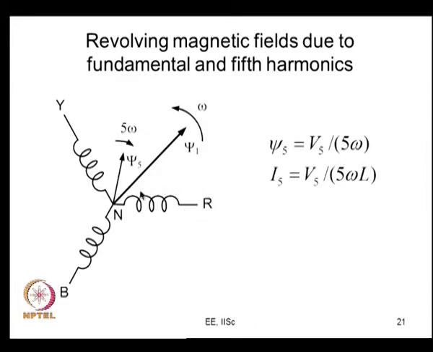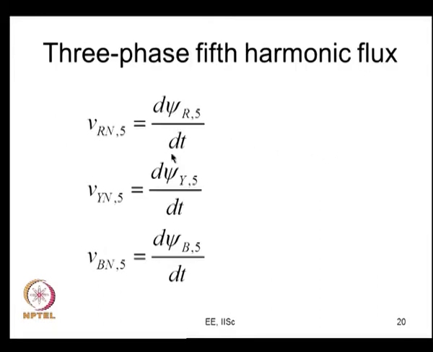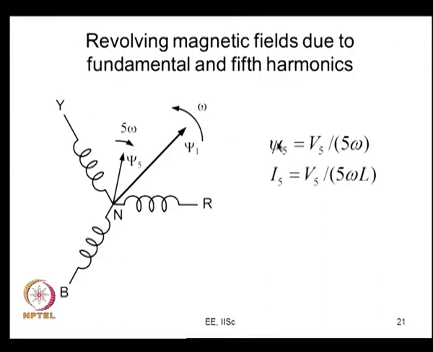So, as I mentioned before, it produces a certain amount of flux that revolves in the opposite direction. Okay. So, psi 5 is going to be V5 divided by 5 omega, that is what you get from here. And this fifth harmonic, as we had seen earlier, also causes currents, the fifth harmonic current. The fifth harmonic current can be given by V5 by 5 omega L, where L is the stator leakage inductance plus the rotor leakage inductance of the induction machine.